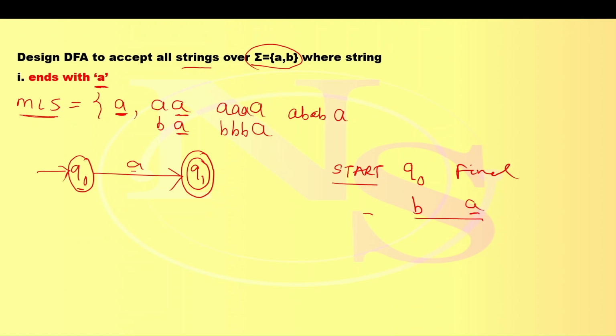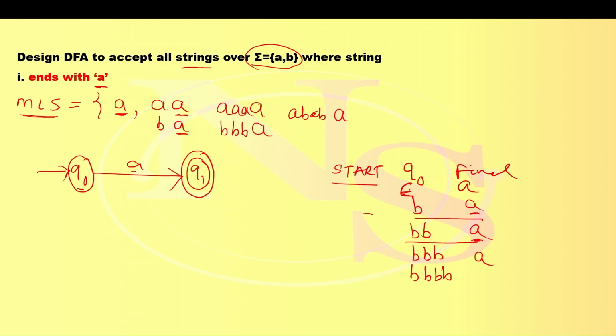At Q0 we are looking for a transition for a single B, but there is a possibility of double B also. This A as it is. Is this a valid string? Yes, it ends with A. It means what? The last symbol should be A. Before that, many B's can come. No issue. 1, 2, 3, 4, 100 B's can come. Or it may happen that before this A, no B can come. No B means what? Epsilon.